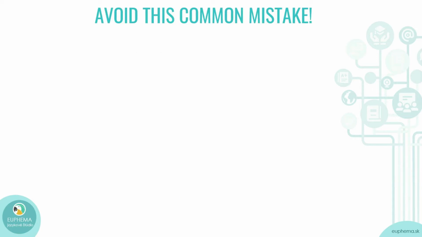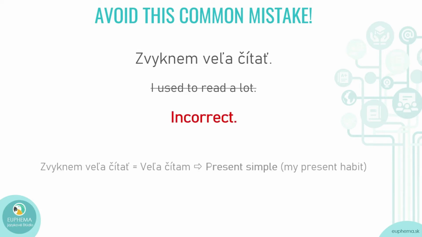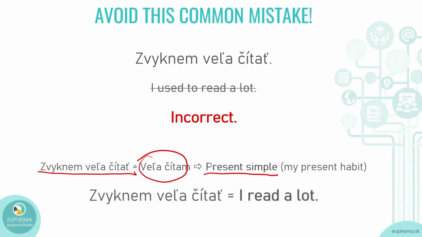Avoid this common mistake. Sometimes Slovak students want to say this, but they say this in English: "I used to read a lot." And that, of course, is incorrect, because this means the same thing as this. But we have to realize that in English, it's present simple. It is my present habit. It's not something I did in the past. It's something I do now. And that's why the correct form of the sentence is going to be, "I read a lot."